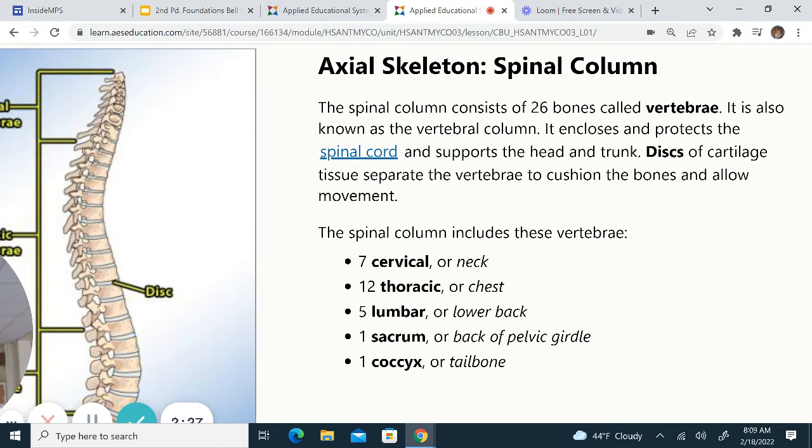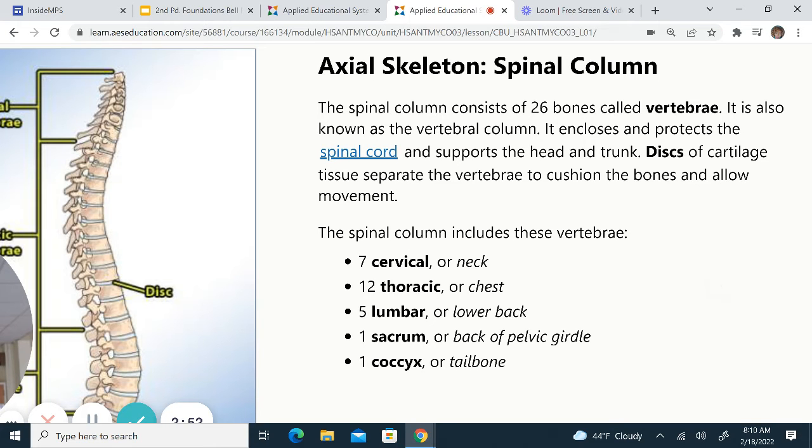So you have discs of cartilage tissue that separate the vertebrae to cushion the bones and allow for movement. Because remember, you don't really want bone on bone. After a while, after rubbing together, stuff's gonna start wearing away. Well, you can see it from the front. These little discs keep them from rubbing on each other.